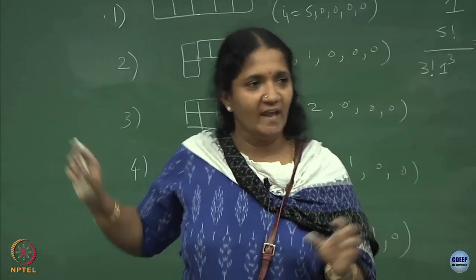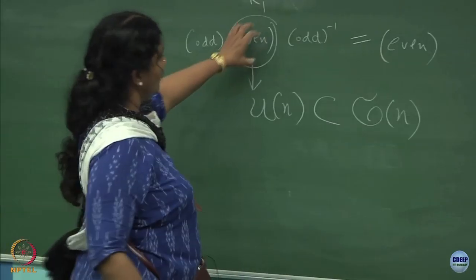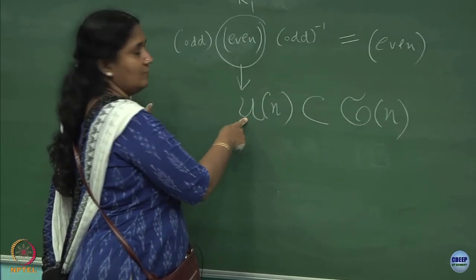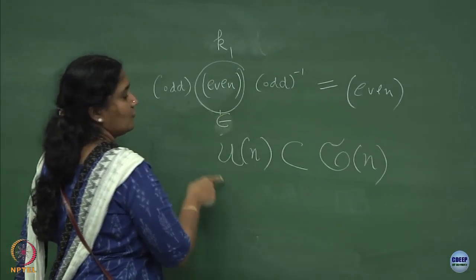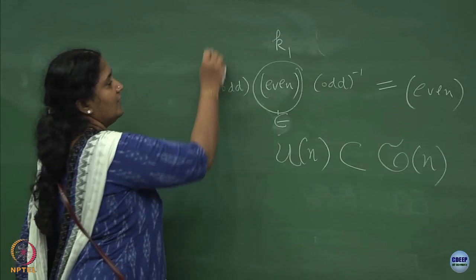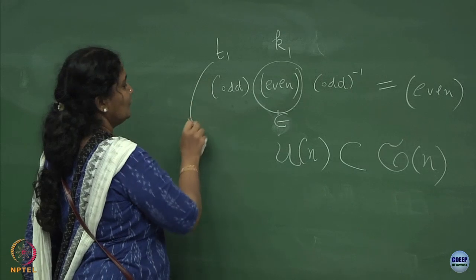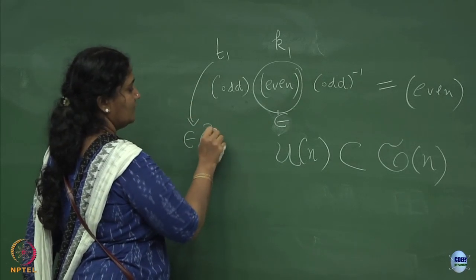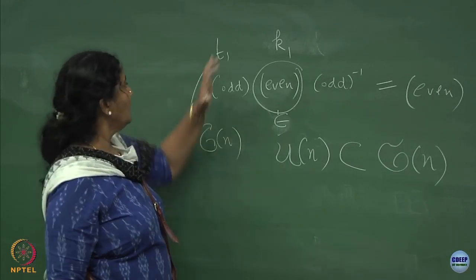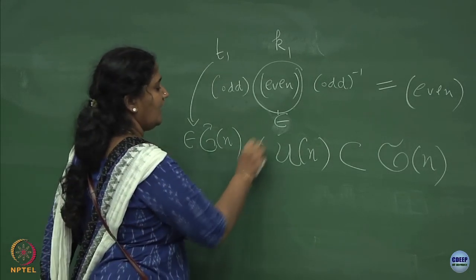Good. Now, take an element, call it K1, okay, it belongs to A_n. So, let me write it as an element of A_n, which is a subset of this. Take another element here, let me call it T1, which is an element of the symmetric group of degree n. Okay. So, take this element, but it does not belong to, it is not an element of this.